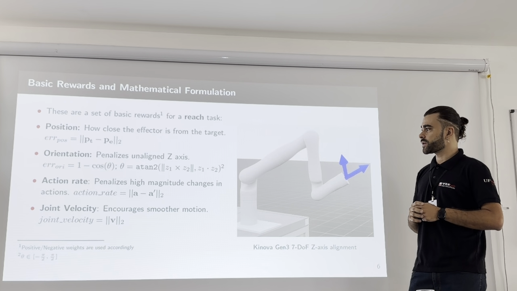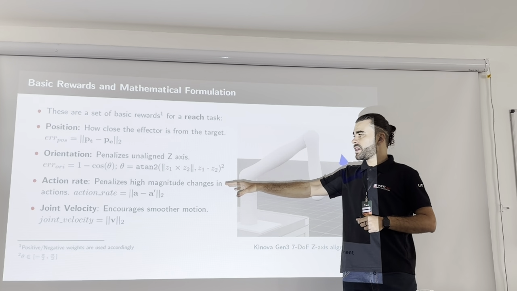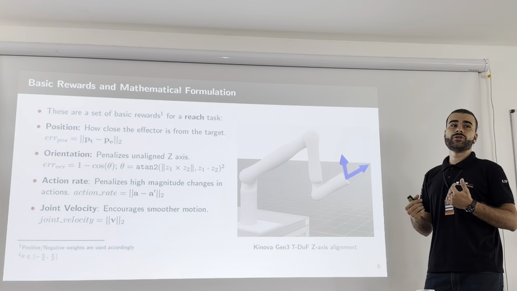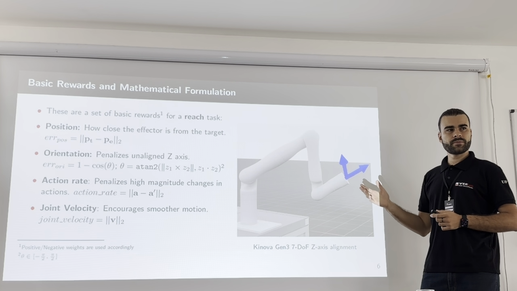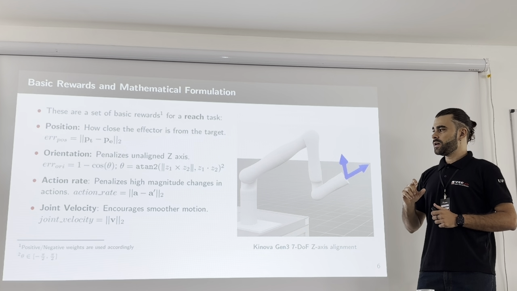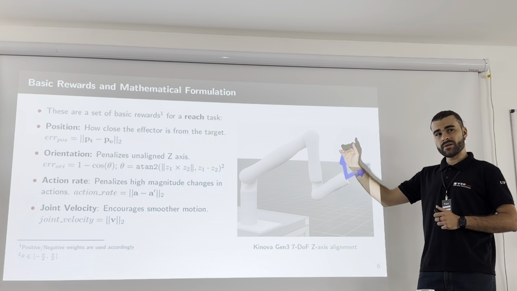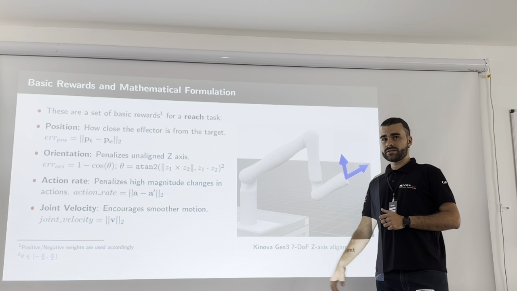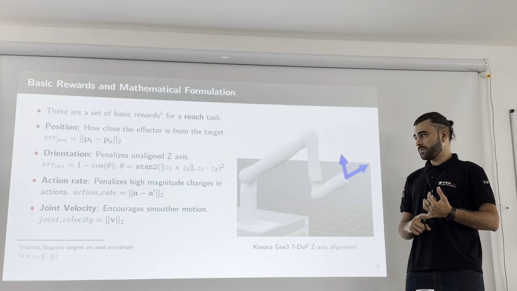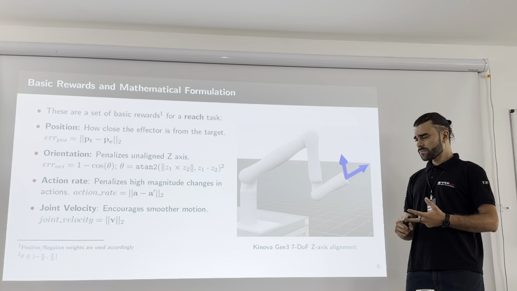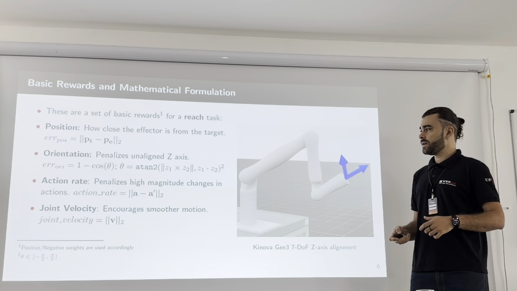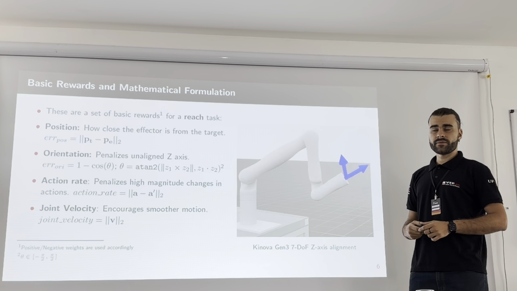Action rate also penalizes high magnitude changes, and that is to reduce jerk. So usually in these types of training, you see robots shaking too much with a high jerk. This is used to minimize jerk. And also joint velocity. So we want to reach the target, but we want to respect joint limits, joint velocity limits, and we also want to do a smooth motion. We don't want to go straight to the point and violate joint velocities.